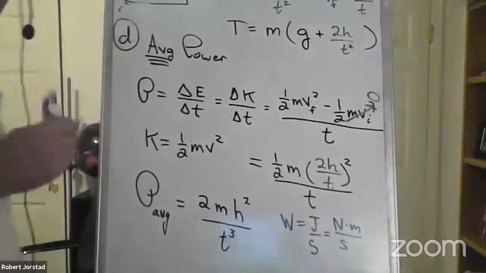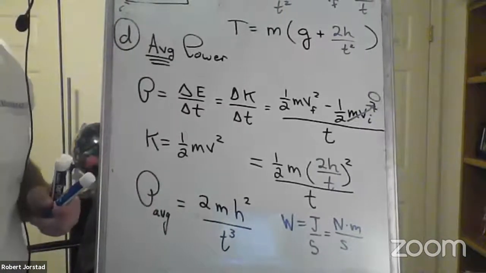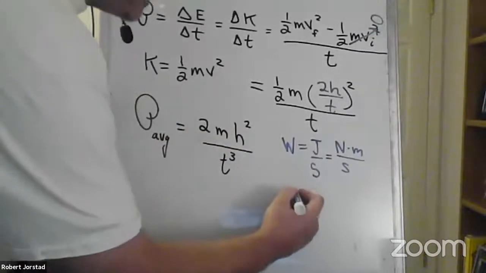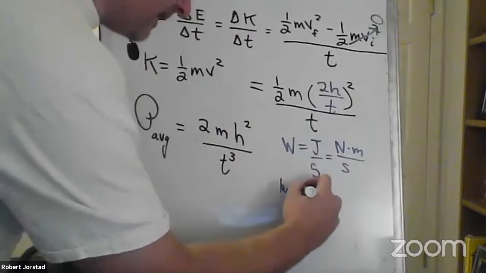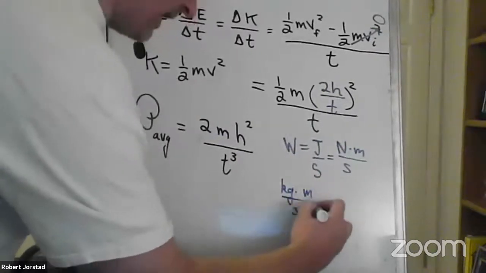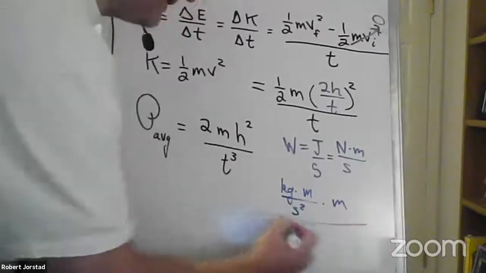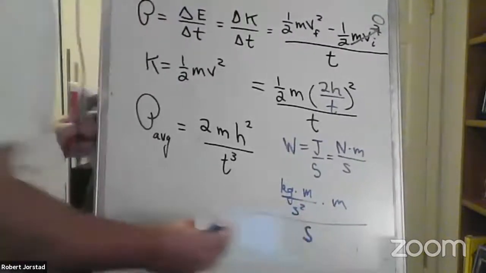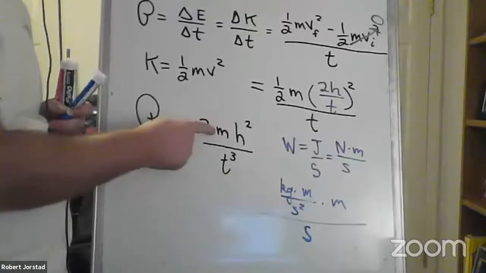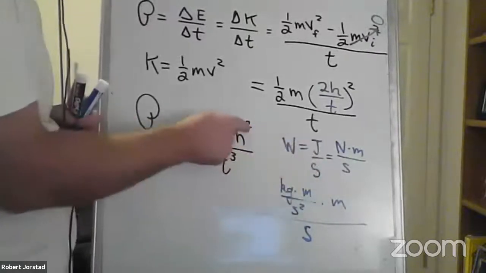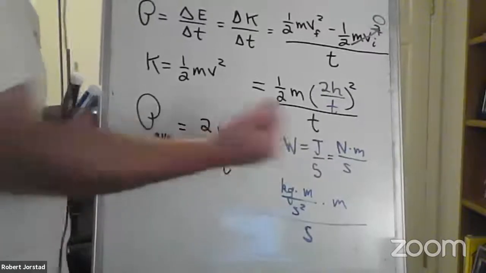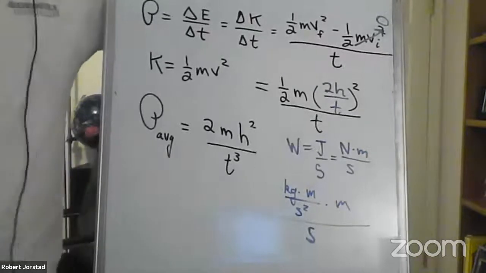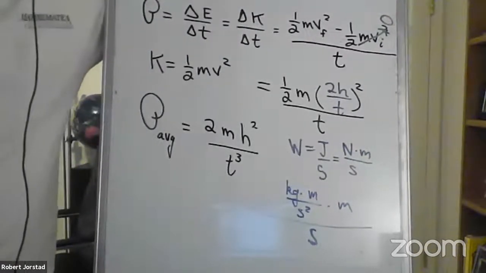So now, just so I have room for the unit check, I got to lower this down again. So this is a kilogram times a meter per second squared times a meter divided by a second. Notice we should get kilograms on top, meters squared on top, seconds cubed on bottom. So the units look good. All right. Questions on that?